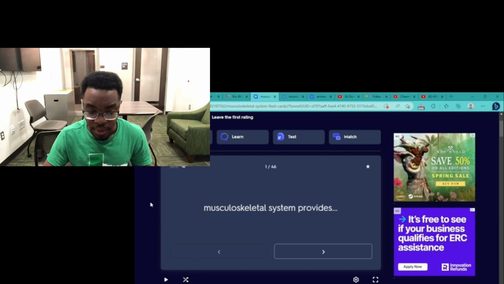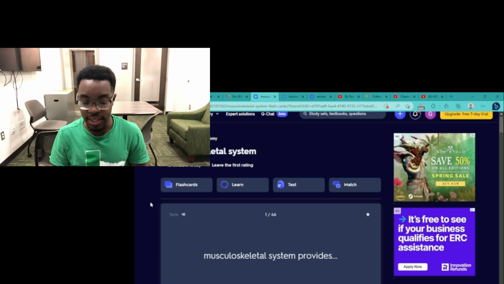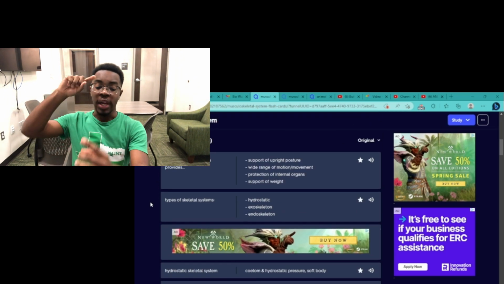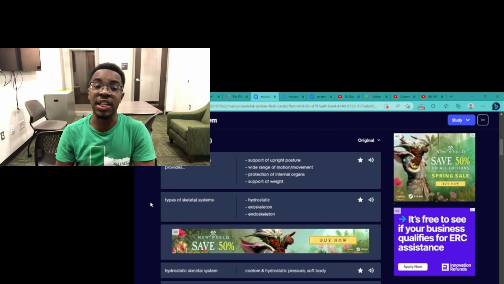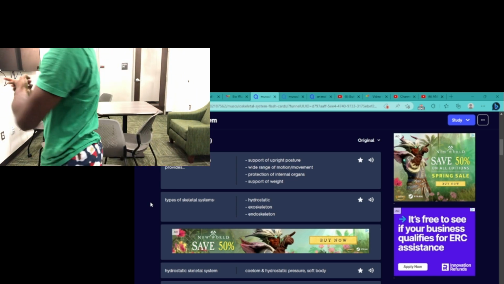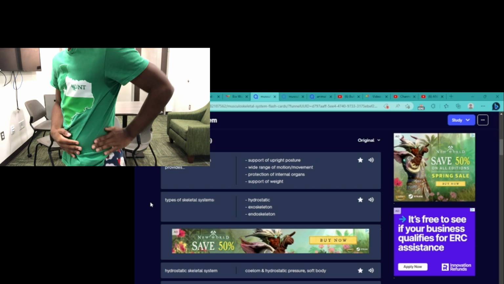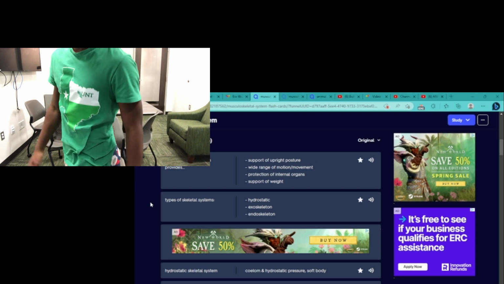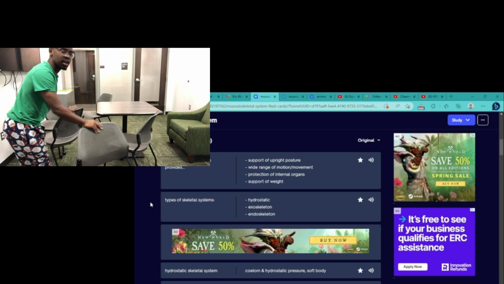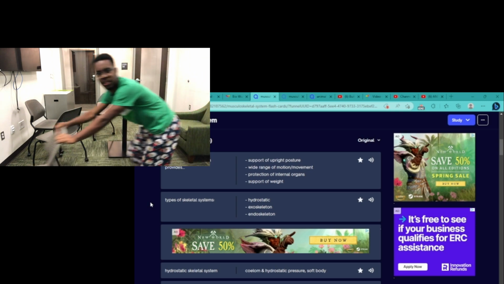So we're doing the musculoskeletal system. First up, the musculoskeletal system is going to provide support and upright posture. Look at the curvature of my back right here. You see this? It's because of my musculoskeletal system, right? And it's going to give us a wide range of motion. Look, I wouldn't be able to do this without my musculoskeletal system.